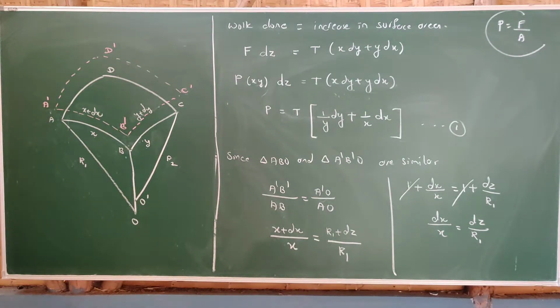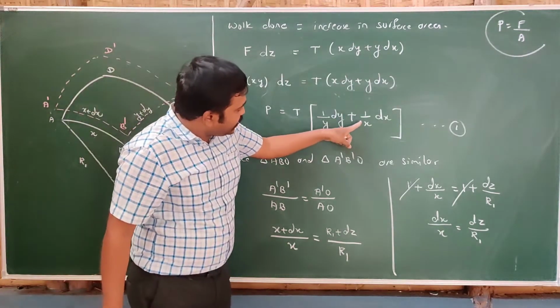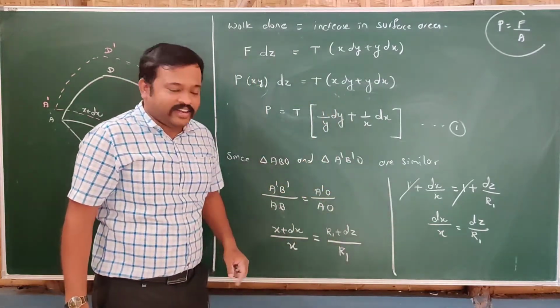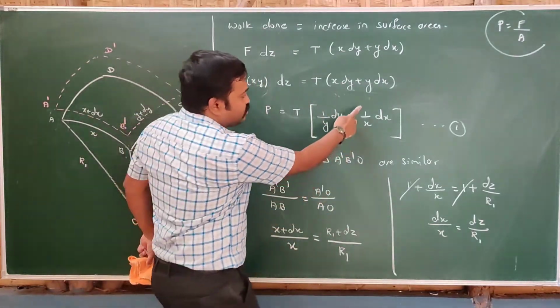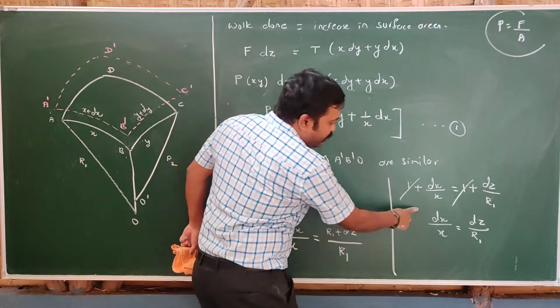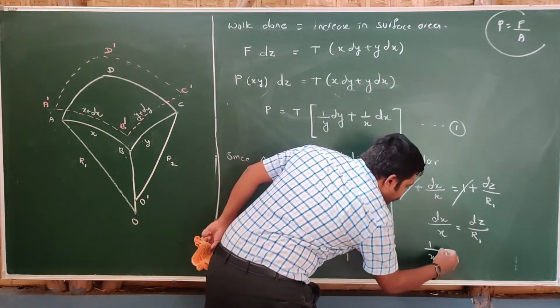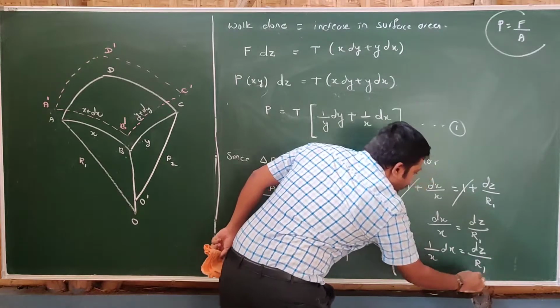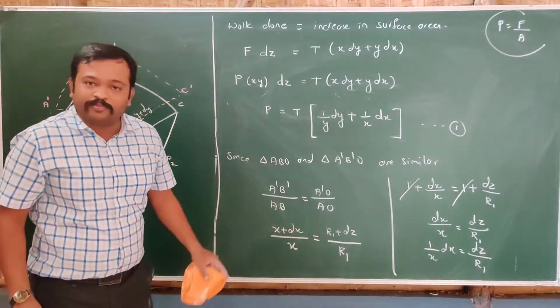Now let us understand what we need here. We need 1 by x dx. Okay, we got that now. So what is 1 by x dx? This value I calculated. 1 by x dx is dz divided by R1.